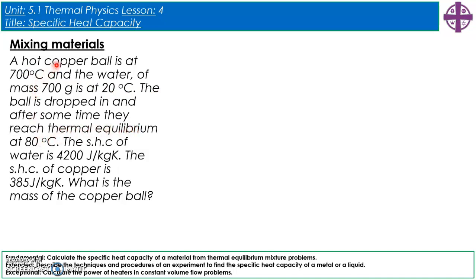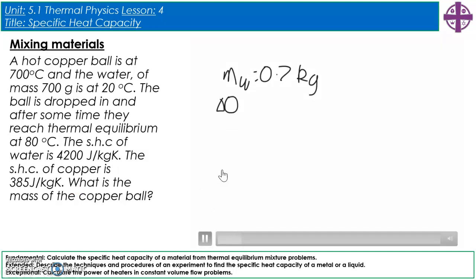That means that both the copper ball is now gone down to 80 degrees Celsius, and the water has gone up to 80 degrees Celsius. The specific heat capacity of the water is 4,200, and the specific heat capacity of the copper is 385. What is the mass of the copper? If you want to try it on your own, you can pause the video now, or you can watch me work it out first, and then I'll have another example for you to try yourselves. So here I'm writing down everything I know.